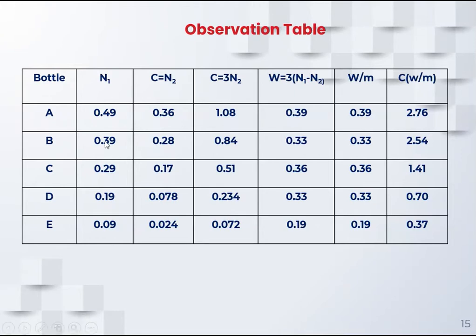So this is the normality before titration, before adsorption, and this is the normality of acetic acid after adsorption on the surface of charcoal. Now you have to add these columns: C is equal to 3N2, then W is equal to 3N1 minus N2, then W by M, and C upon W by M. Then these are the calculated values for the different formulas.